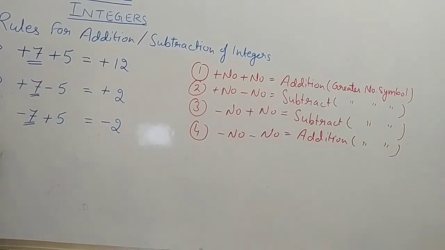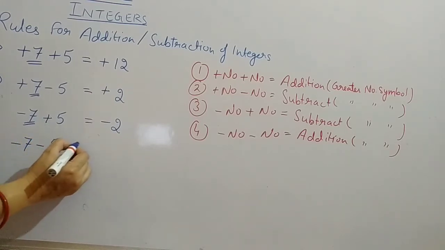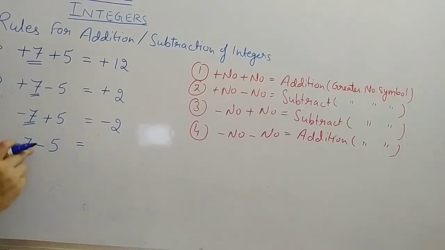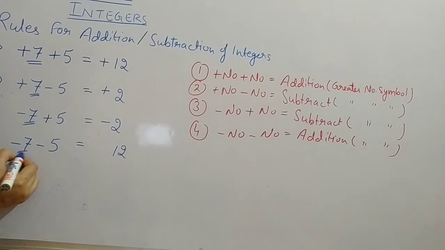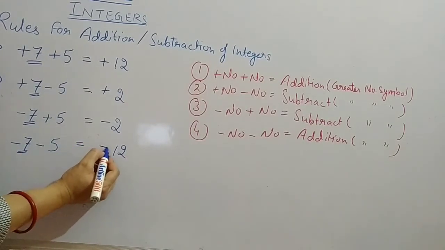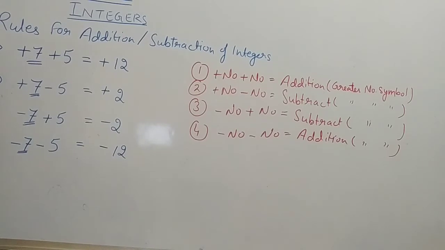Last rule, if both are minus, minus 7, minus 5. If both are minus, in that case we have to do addition. 7 plus 5 is 12 and numerically 7 is greater and 7 has the minus symbol. So finally we have to put the minus symbol. These are the rules for addition and subtraction of integers.